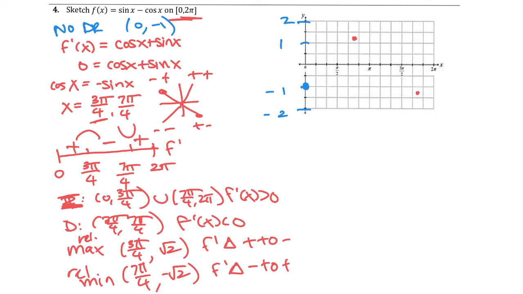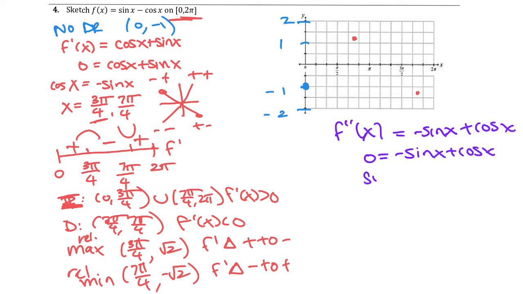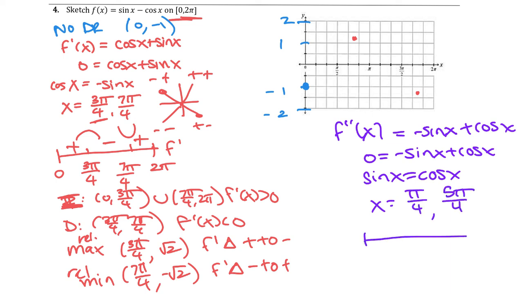Now I'm going to find my second derivative. So f double prime of x is going to equal negative sine of x plus cosine of x. If I set that equal to 0, I'm really asking myself, when do sine of x and cosine of x equal the same thing in the same quadrant? So now these are going to be the pi over 4s that I haven't used yet. Pi over 4, they're both positive, and 5 pi over 4, they're both negative.